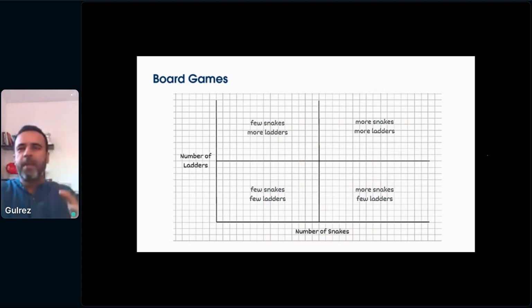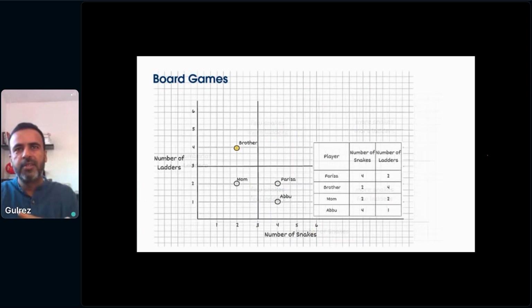This is customer segmentation, which I've been doing. If you look at the x-axis, it's the number of snakes, and the y-axis is the number of ladders. Here I'm saying, okay, you've got few snakes, few ladders, and then on the top right, you've got more snakes and ladders. Now we put the scores on different players. Surprisingly, my son came out as a winner. He was in that top left region, which had fewer snakes and more ladders. Eventually, he came out as a winner.